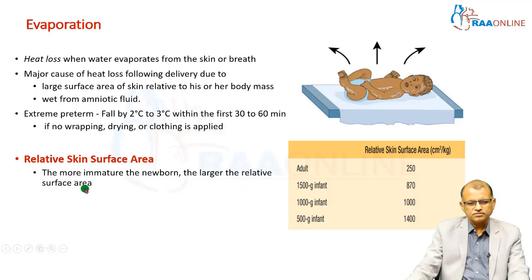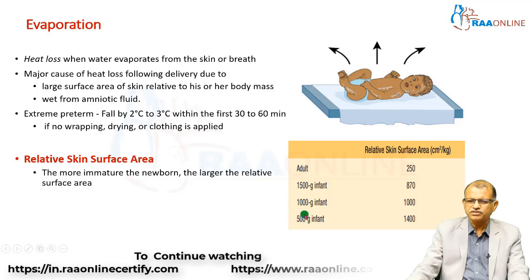One point about relative skin surface area: the more premature the newborn, the larger the relative surface area, as I showed you in this table, where in the adult the relative surface area is only 250 centimeters square per kg. If, for example, the baby is too small, like 500 grams, the skin surface area will become 1400 centimeters square per kg. So as we all know, if surface area increases, the loss of heat is more, whereas in adults, because surface area is less, heat loss is less. So the newborns or the premature babies with low weight have more relative skin surface area, thereby more chance of losing heat from the surface.